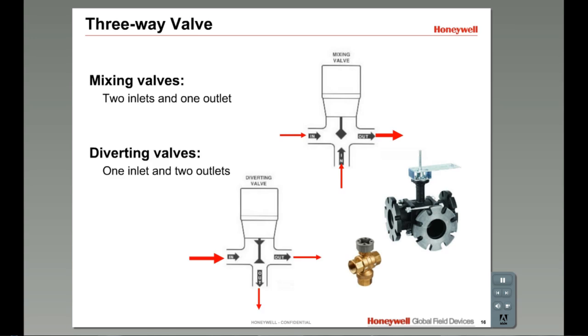Diverting valves have one inlet and two outlets. These are used to direct the flow one way or the other. For instance, they may be used to deliver the flow of water to a device or to bypass around it.